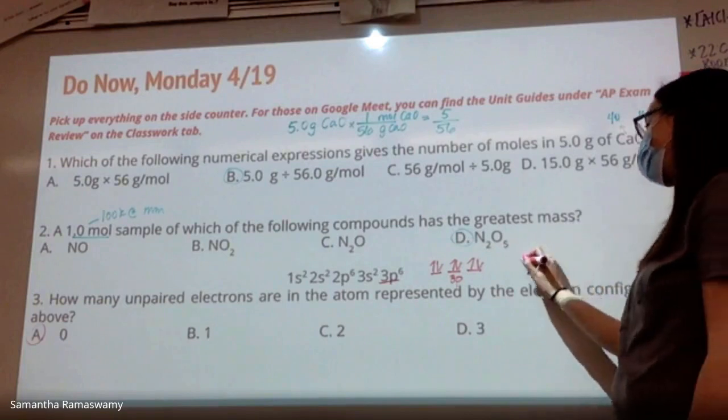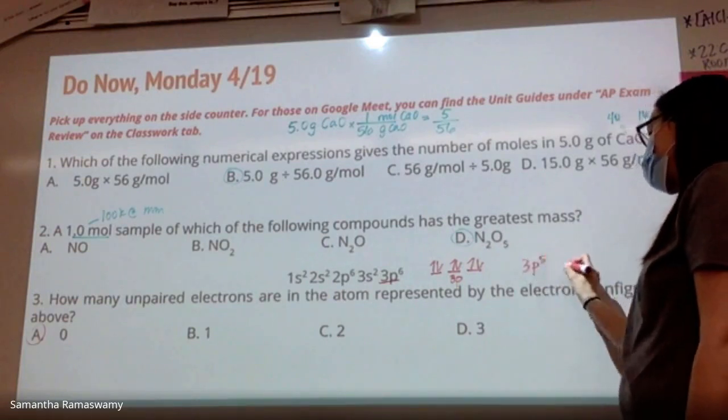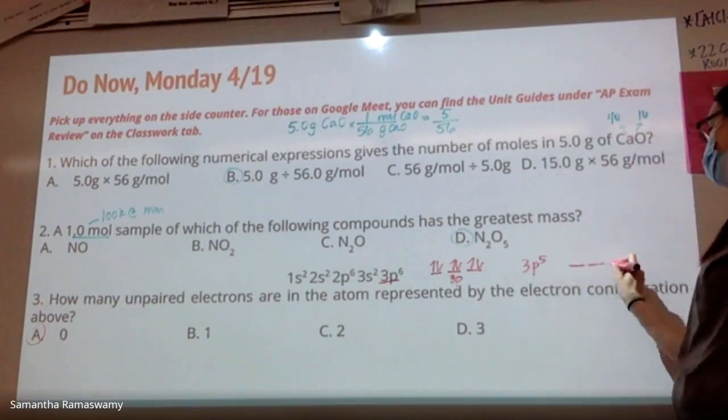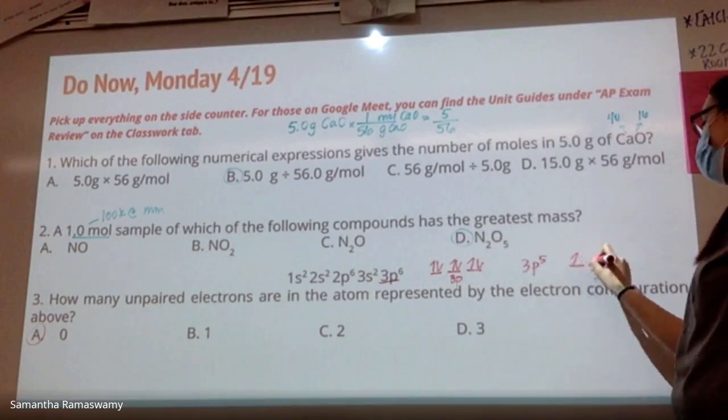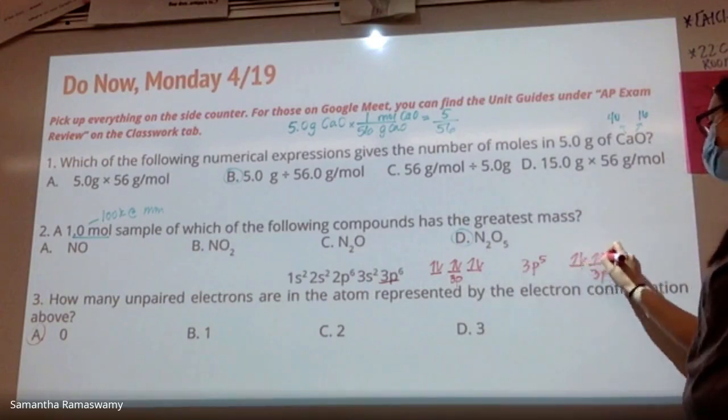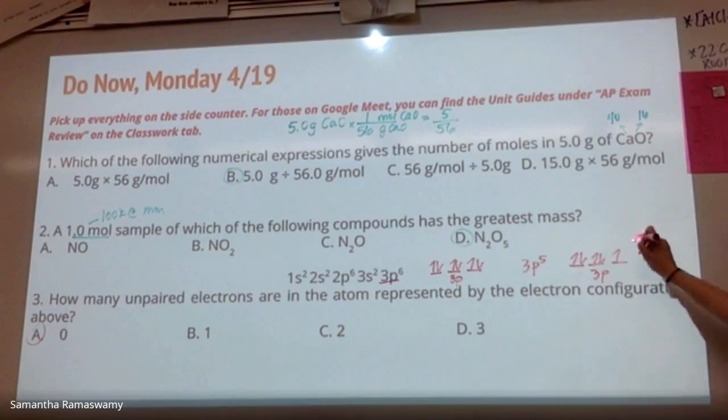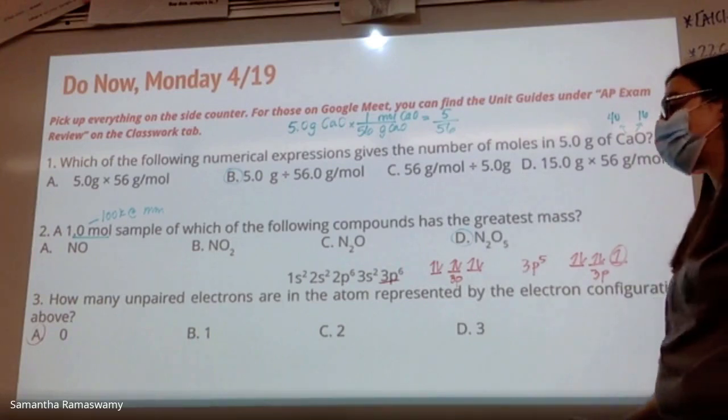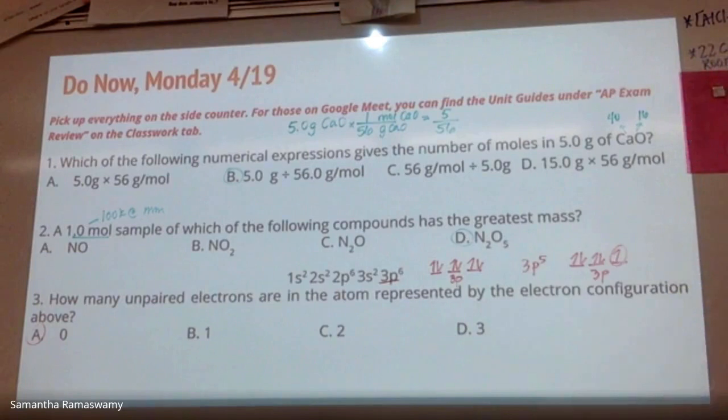If this were 3p5, so instead of 3p6, we have 3p5. 1, 2, 3, 4, 5. Well, now we have 1 unpaired electron. So orbital diagrams can help you visualize electron configurations. And we'll look more at electron configurations when we're going through the reviews. Any questions on any of these multiple choice?